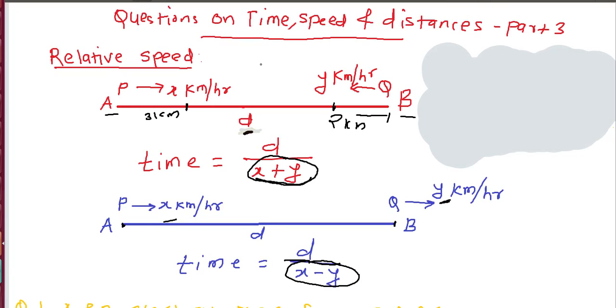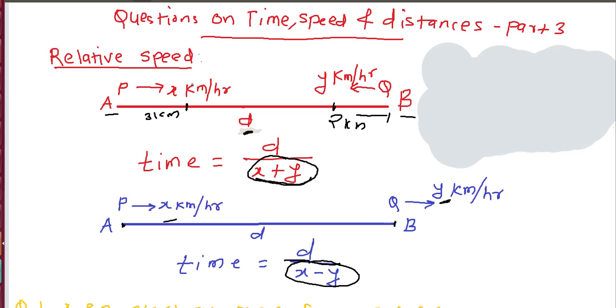Hello friends, this is part 3 of the videos on time, speed and distances. So in this video we'll talk about the relative speed. Relative speed is a speed when two bodies walk or move with respect to one another.